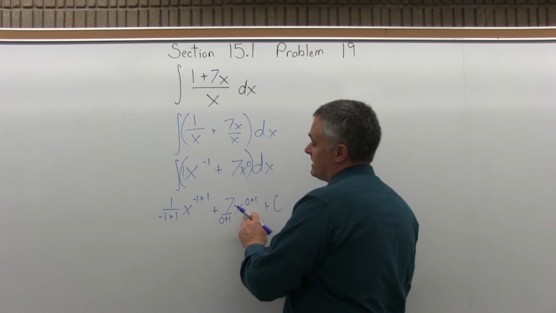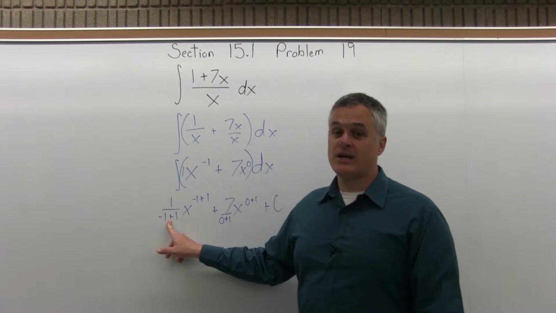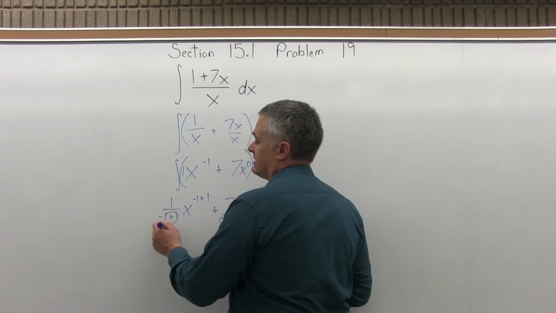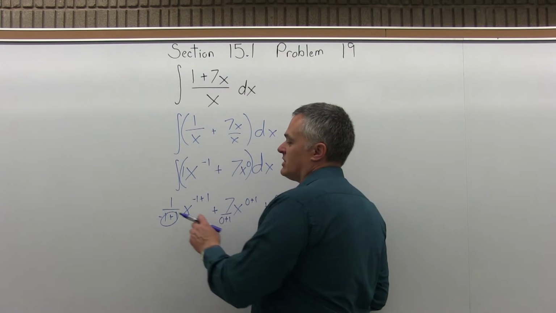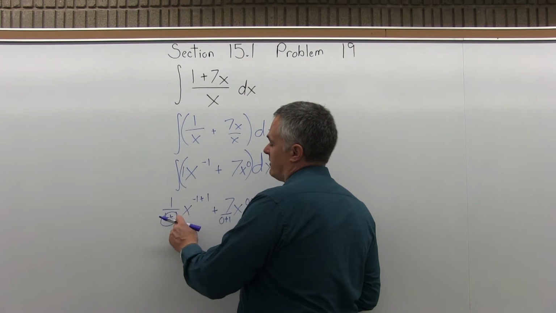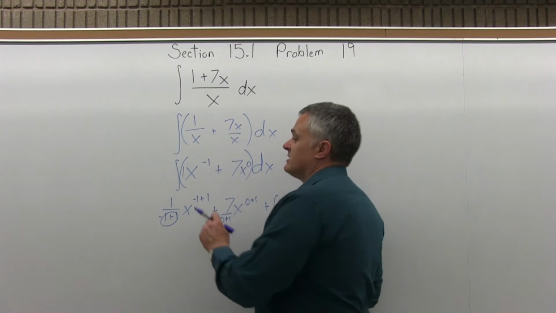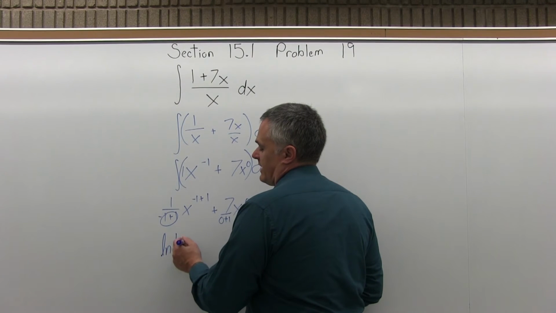So the 7 with the x to the 0 plus 1 is fine. The 1 over minus 1 plus 1 is a problem. What you have really is 1 over 0, and you can't have 0 on the bottom. So that's telling you we can't use this regular format that works for almost every other integral you're going to do. This is where you have to do the natural log of the absolute value of x.